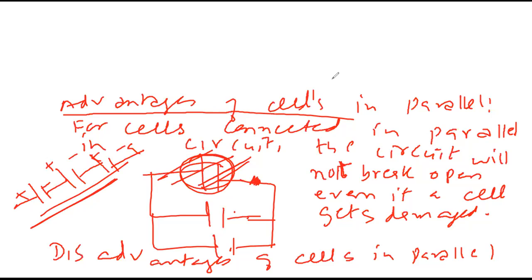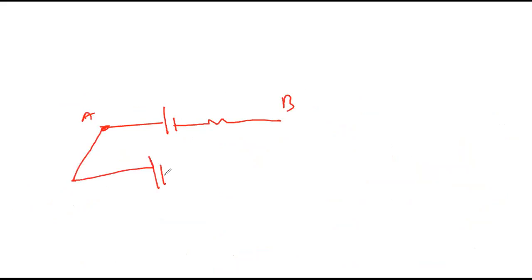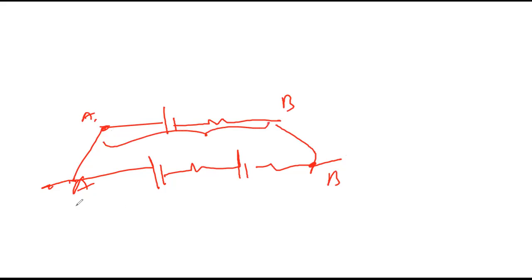Okay, now think about this carefully. Here I connected one cell, this is one cell with one internal resistance between points A and B. Between the same points I connect one more resistance of this much. Now tell me, the terminal voltage, these are the same points A and B. So is the terminal voltage across this and across this same or different?